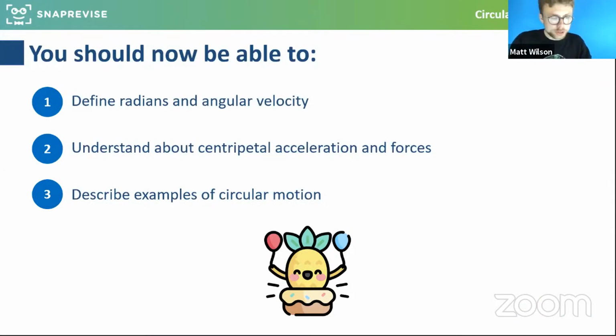You should now be able to define radians and angular velocity. You better understand centripetal acceleration and forces, and can describe examples of circular motion. Let me know if you have any questions.